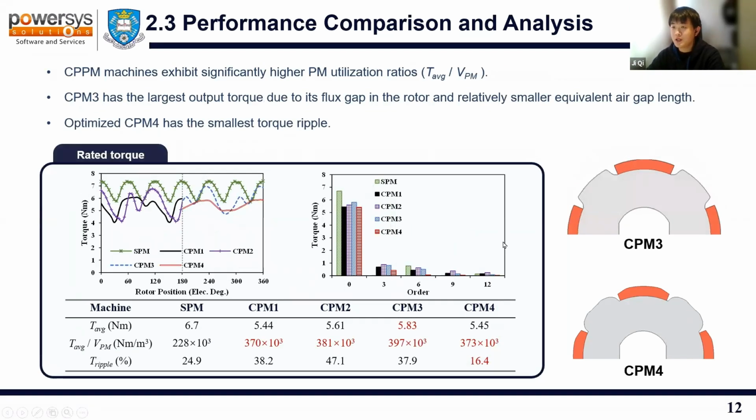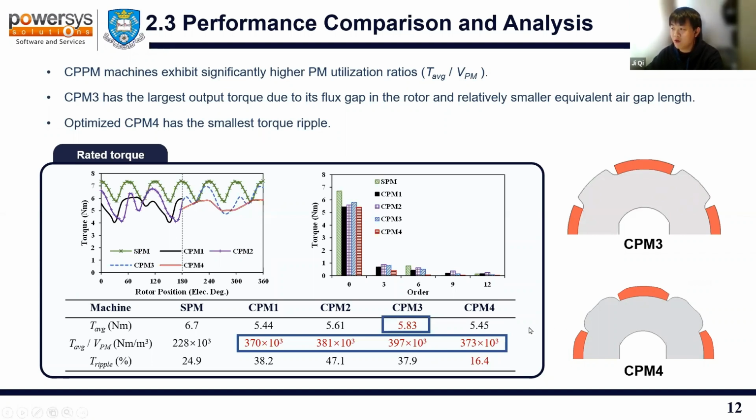Here shows the rated torque comparison for these machines. Firstly, let's look at the PM utilization ratio here. It is obvious that all of these consequent machines exhibit a significantly higher magnet utilization ratio than the SPM counterpart. For the CPM3, it has the largest output torque due to its flux gap in the rotor and the relatively smaller equivalent air gap length.